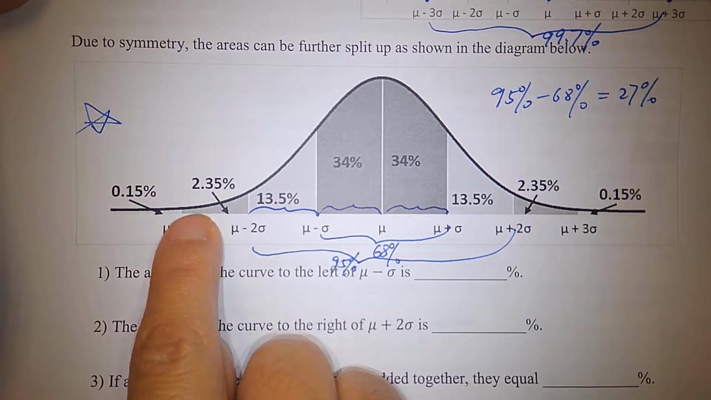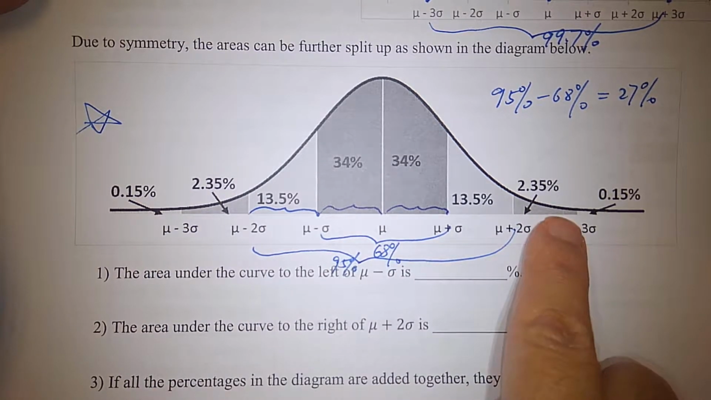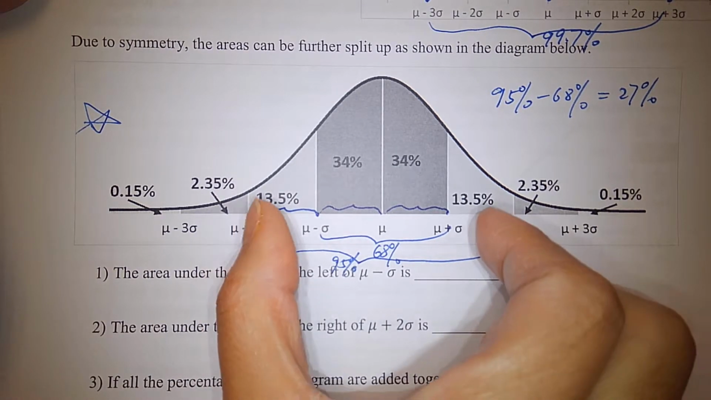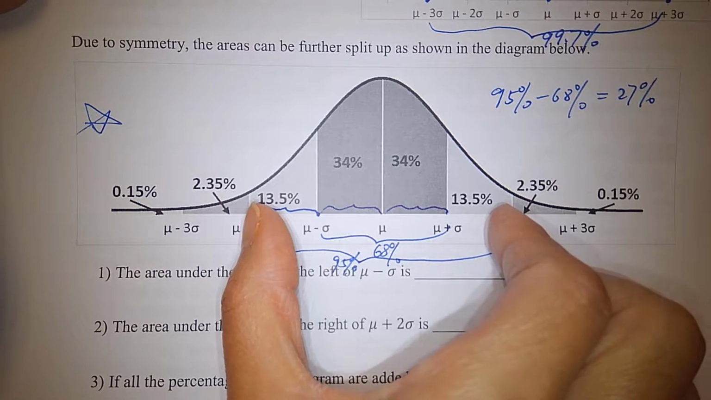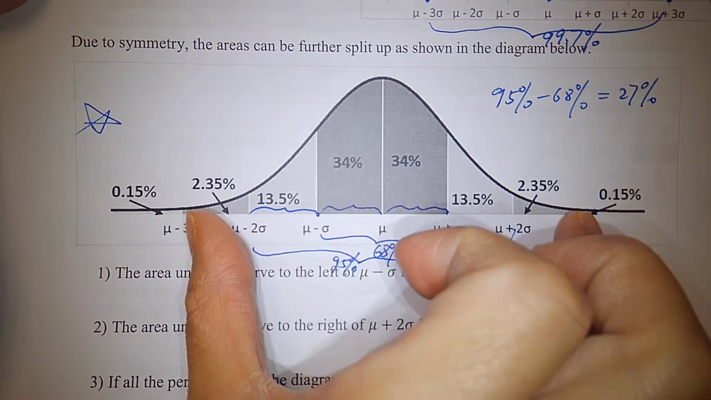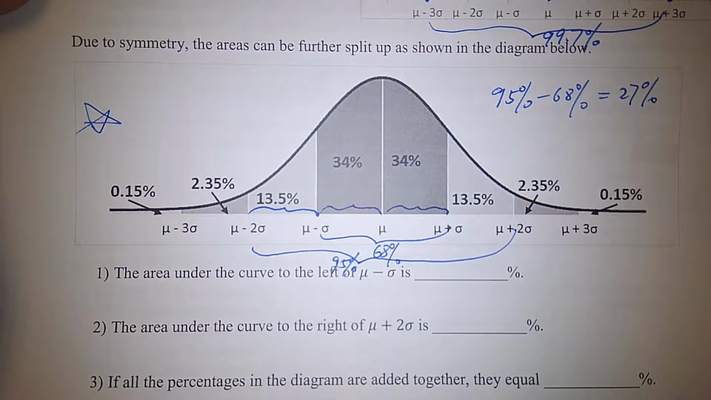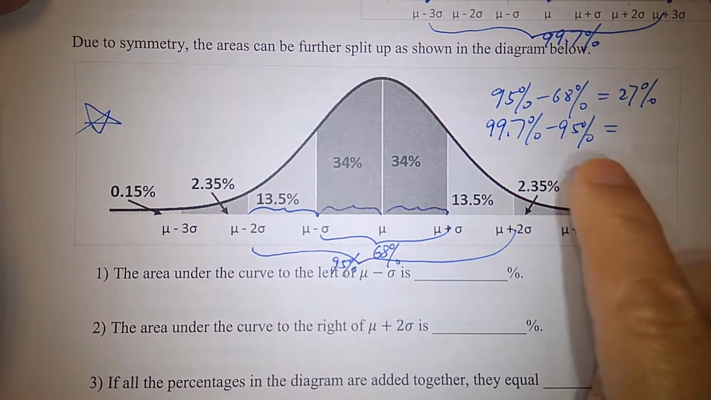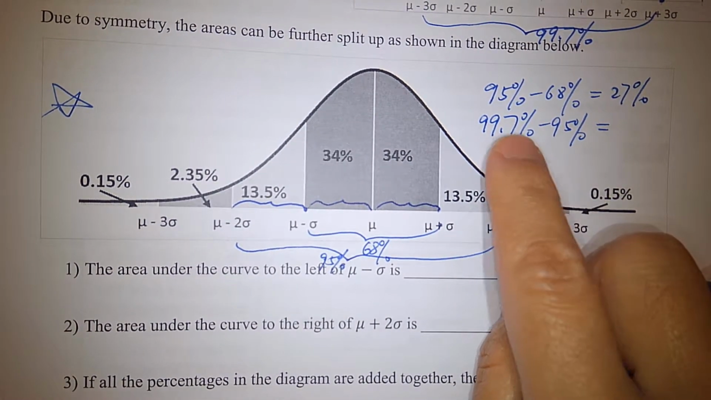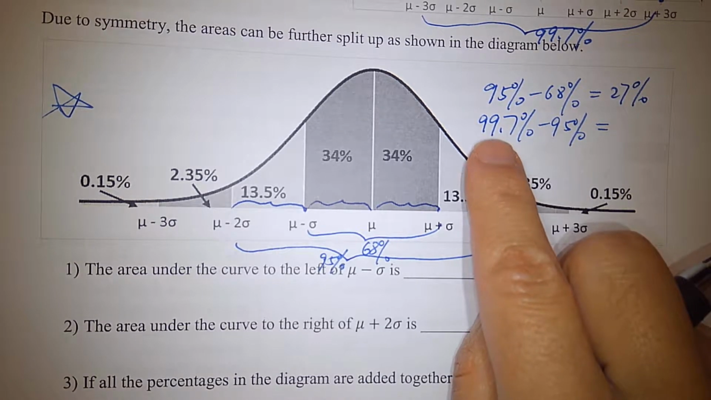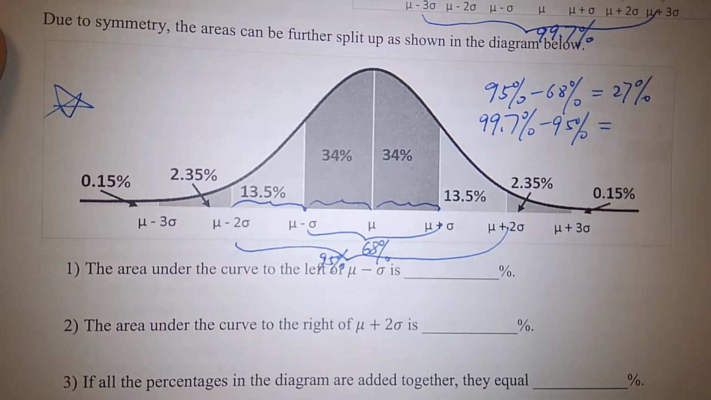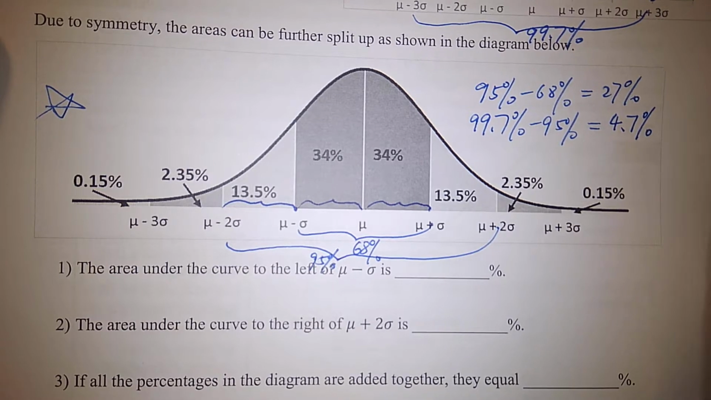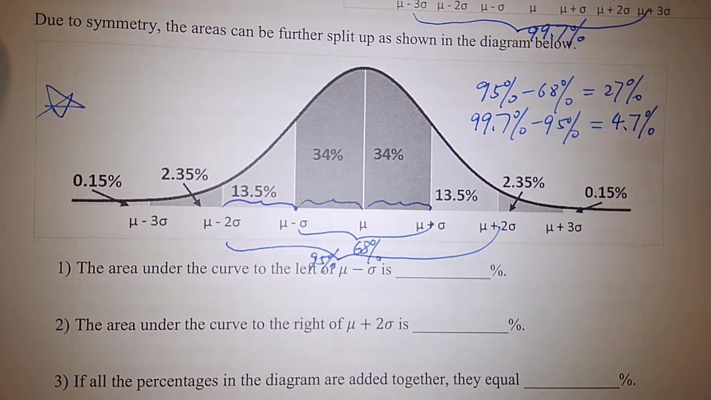And then why on this interval do we have 2.35 and 2.35? Because 95% is within 2 standard deviations, and within 3 standard deviations it is going to be what? 99.7, right? So 99.7 minus 95%. Do the math. What is the result of this subtraction? 4.7%, right? You guys see that? Okay.